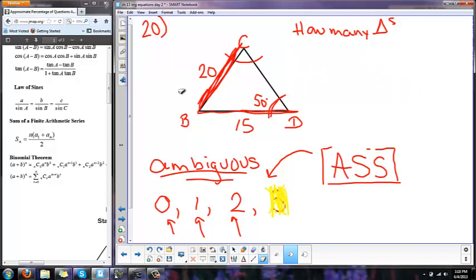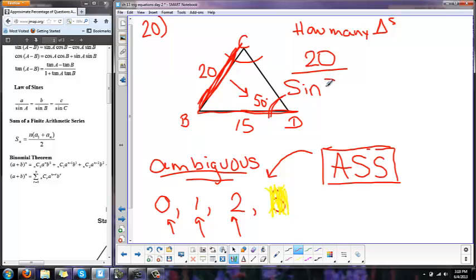And you really don't even have to worry about the A and the B and the C. You kind of just say that you set up a proportion. So the side length of a triangle divided by the sine of the angle across from it, so the sine of 50, that's going to be equal to another side length, which is 15 in this case, divided by the sine of the angle across from it.